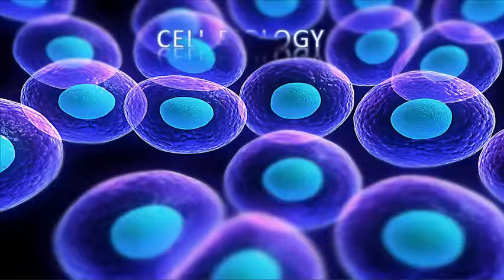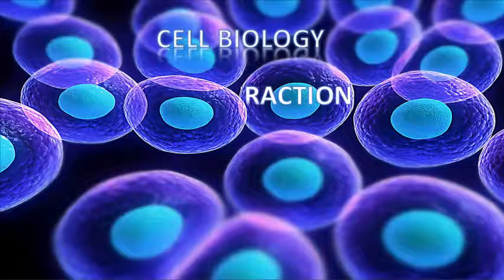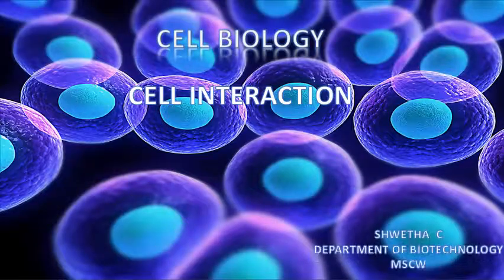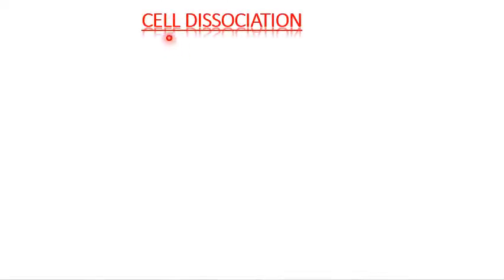Today we are continuing our studies on cell interaction. The topic which we are going to see today is cell dissociation. So let's see what is cell dissociation. Cell dissociation means separating of the cells so that we can get a single cell.